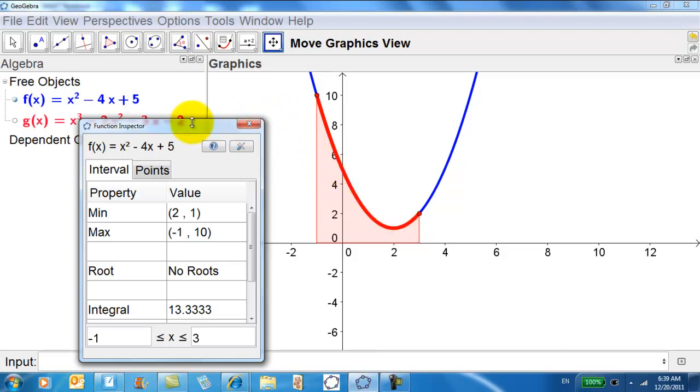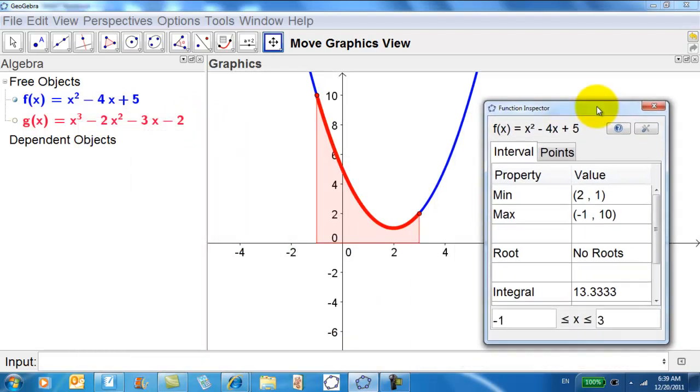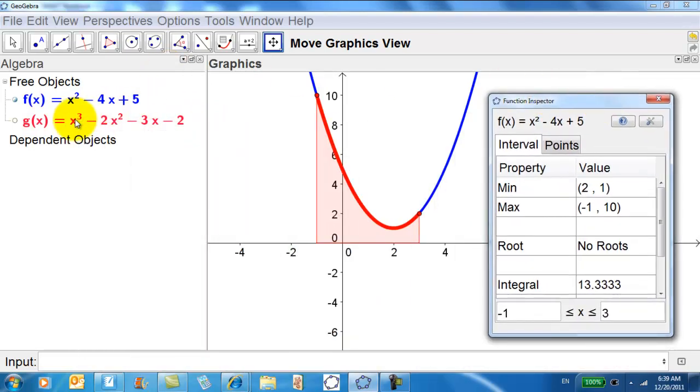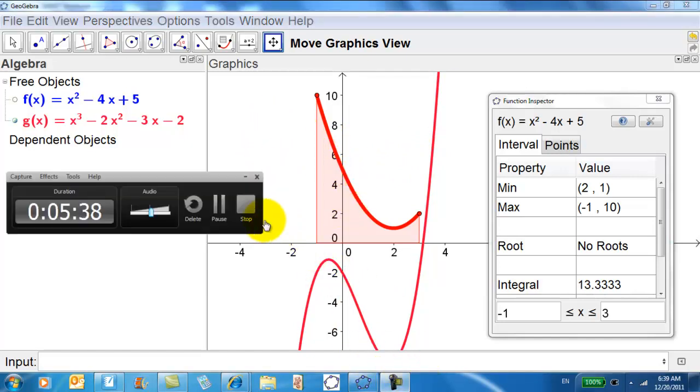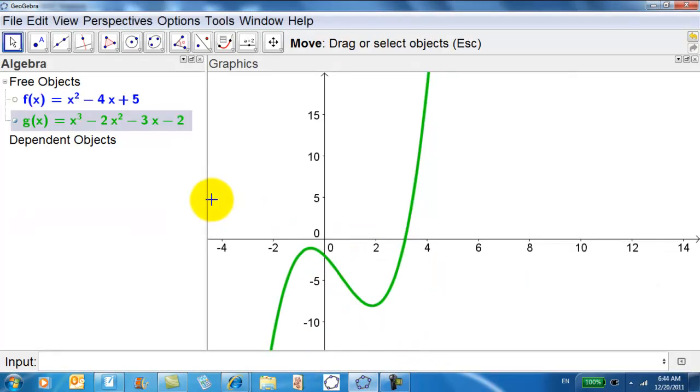Now let's look at our other function, g. Let's turn f off and look at function g now. And let's do the function inspector on that. Now the function inspector drew a picture, so just hang on a second here. Okay, here's another function, x cubed minus 2x squared minus 3x minus 2.